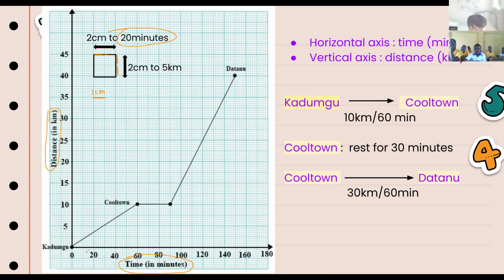So we can draw the scale at the bottom here. Every 2 jumps here, you get 20 minutes. So 20, 40, and then 60. From Kadungu to Kultown it takes 60 minutes. That's why it's over here.